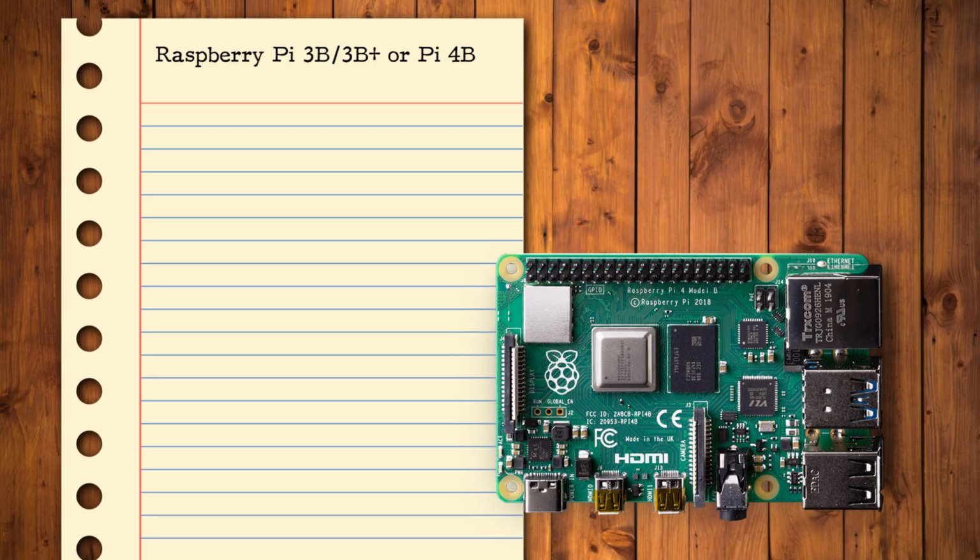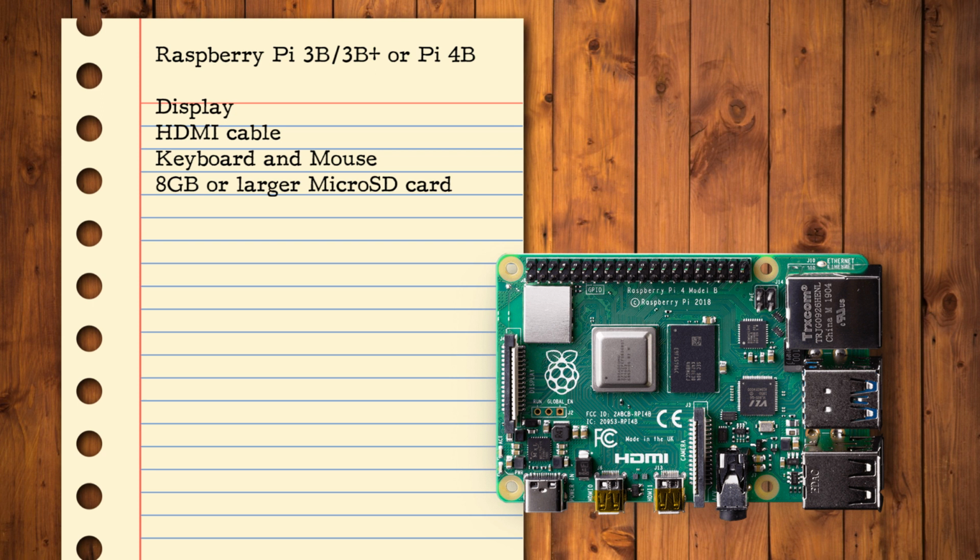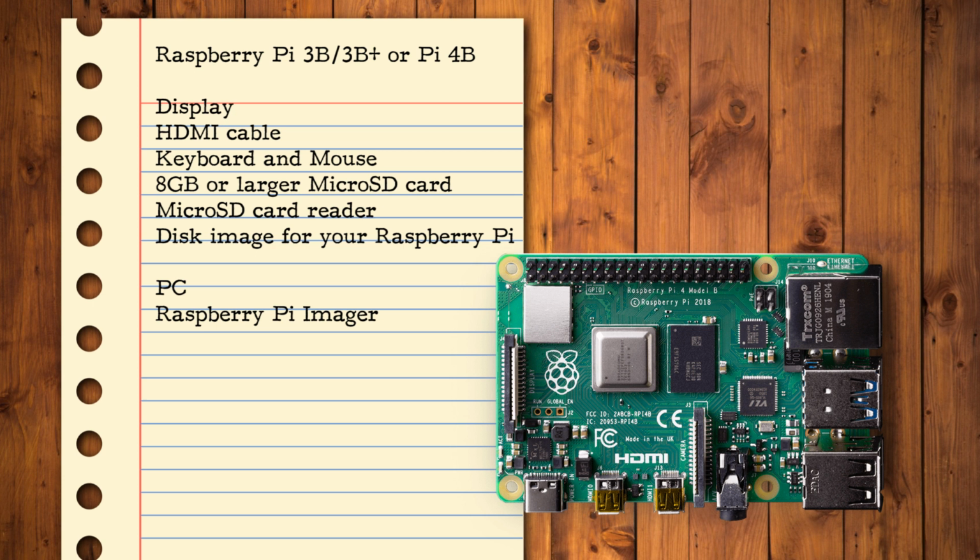What you'll need. Before we get started with the installation, you'll need to have the following things: a Raspberry Pi 3B or 3B Plus or Raspberry Pi 4B, a display of some kind, HDMI cable for connecting the Raspberry Pi to the display, a keyboard and mouse, 8GB or larger microSD card reader, a disk image that matches your Raspberry Pi, there are separate images for the Raspberry Pi 3 and 4, a PC, and a Raspberry Pi Imager. This software is compatible with macOS, Windows and Linux. Note that you will also need to have a stable internet connection. You can connect to the internet over Wi-Fi on your Pi or by using the Ethernet port.